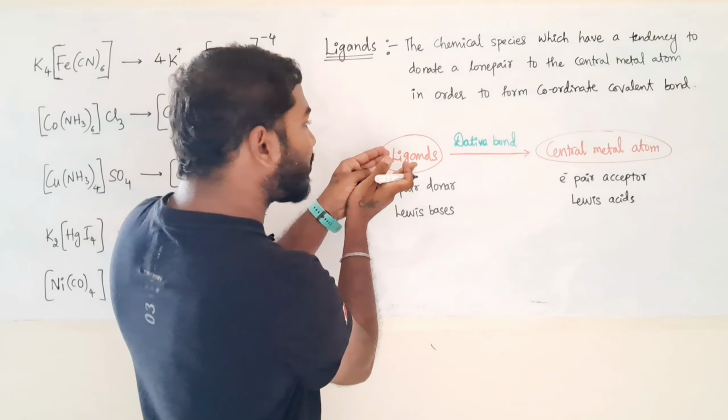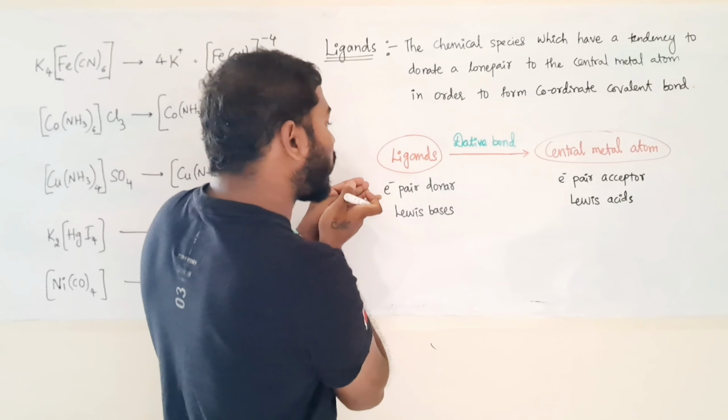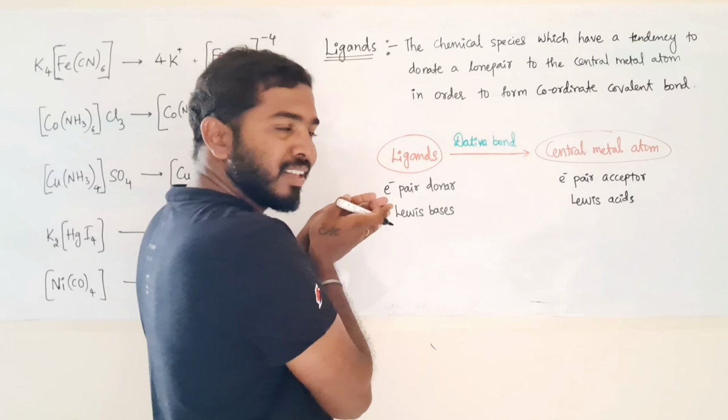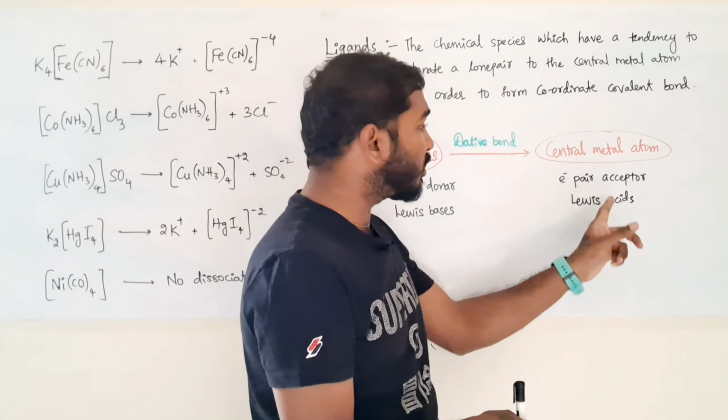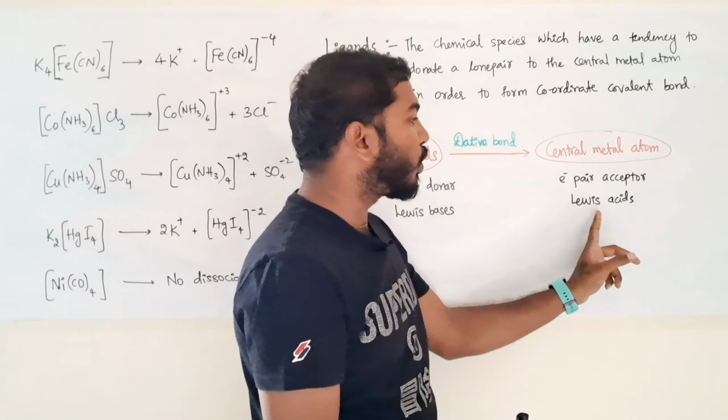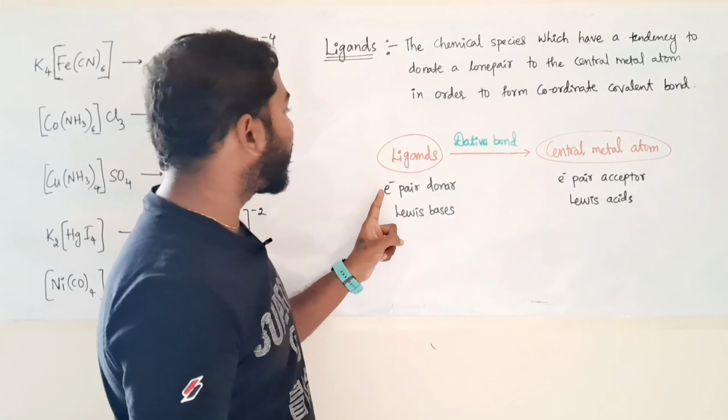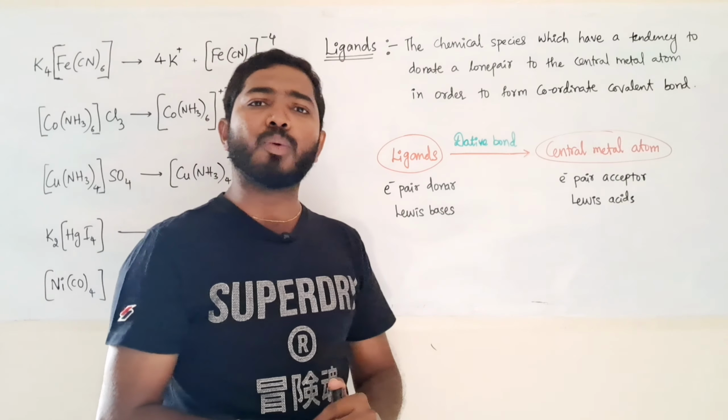Now if you observe carefully, the electron pair donors will always be the ligands and the electron pair acceptors will be the central metal atoms. Hence we can say central metal atoms behave as Lewis acids and ligands behave as Lewis bases.